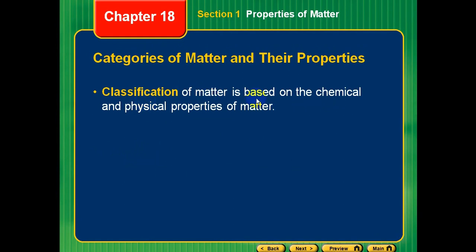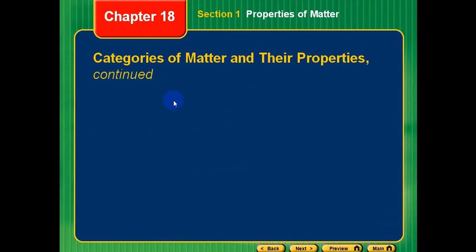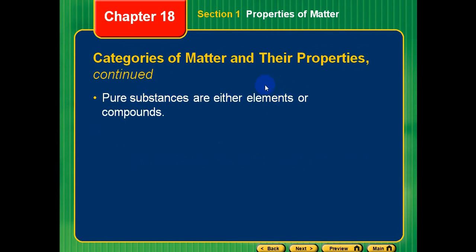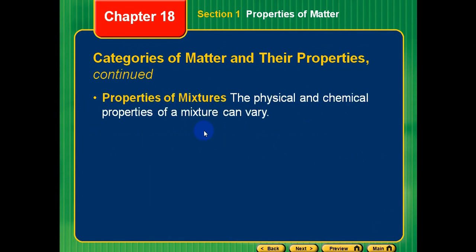So now we will classify matter based on chemical and physical properties. We have pure substances. Pure substances we spoke about in the first video, like elements and compounds. Elements, we said that they are composed of the same types of atoms. Compounds are composed of the same molecules.